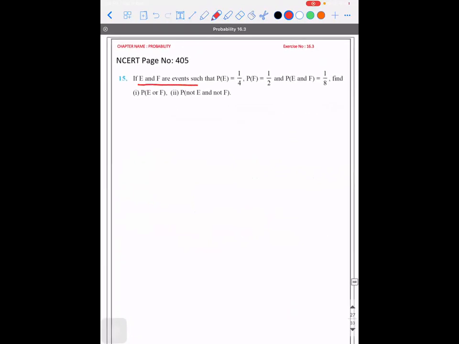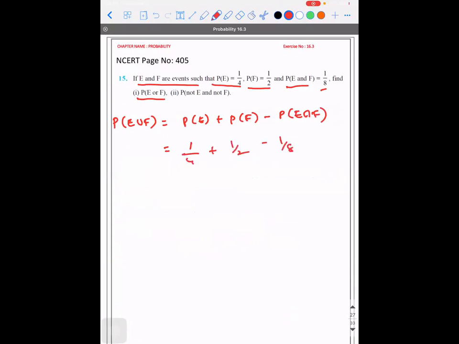So E and F are events such that P of E is 1 by 4, P of F is 1 by 2, P of E and F is 1 by 8. Find P of E or F. So P of E is 1 by 4, P of F is 1 by 2 minus 1 by 8. So 1 by 4 plus 1 by 2 is 3 by 4 minus 1 by 8, which is 5 by 8.